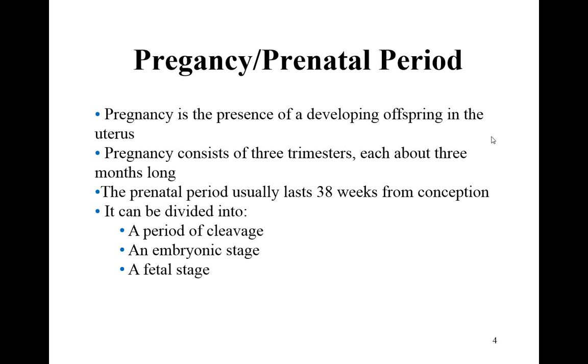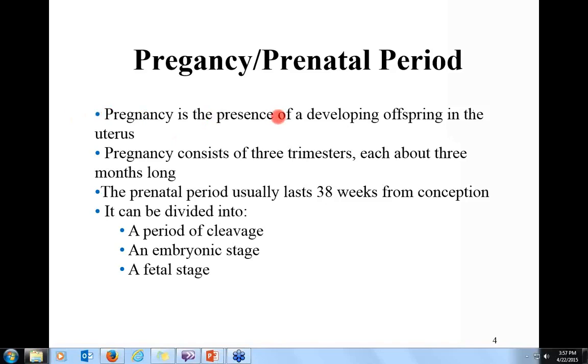All right. The technical term for pregnancy is the presence of a developing offspring in the uterus. And remember, from fertilization to pregnancy, there's a 7 or 8 day window, because it takes 7 or 8 days for the fertilized egg to reach the uterus. Once implanted in the uterus, pregnancy consists of 3 trimesters, about 3 months long, or 38 weeks. You have the period of cleavage, which is another term for cell division. You have the embryonic stage, and finally you have the fetal stage.